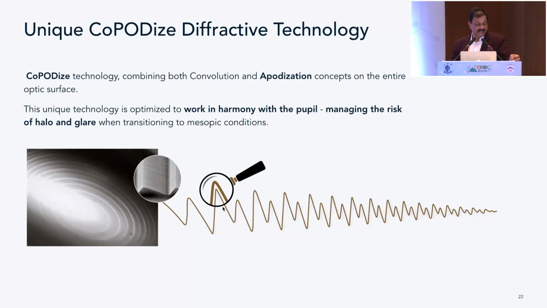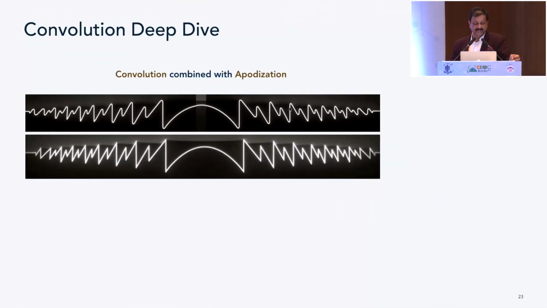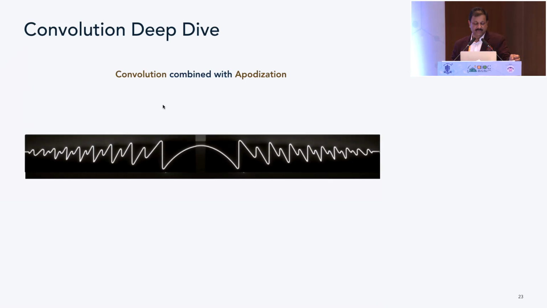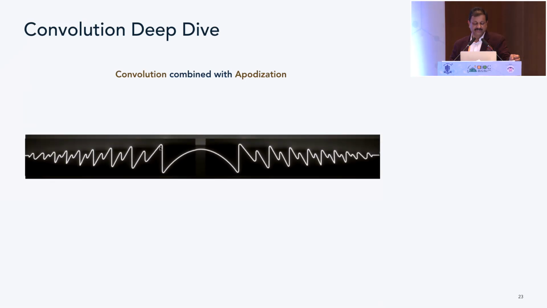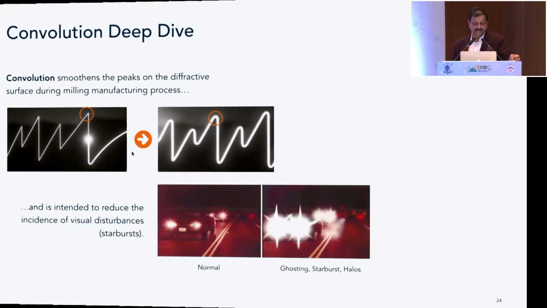And we all know these are the apodization, and this apodization along with the convolution. So convolution, if you smoothen out these ridges, takes care of the photopic symptoms. At the same time, it helps in working in harmony with the pupil, managing the risk of glare and halos. So if you see the picture there, this is the apodization, and these are the truncated sharp edges. The moment you make this surface convoluted, just watch carefully, this smoothens out, and this actually transforms into this kind of phenomena.